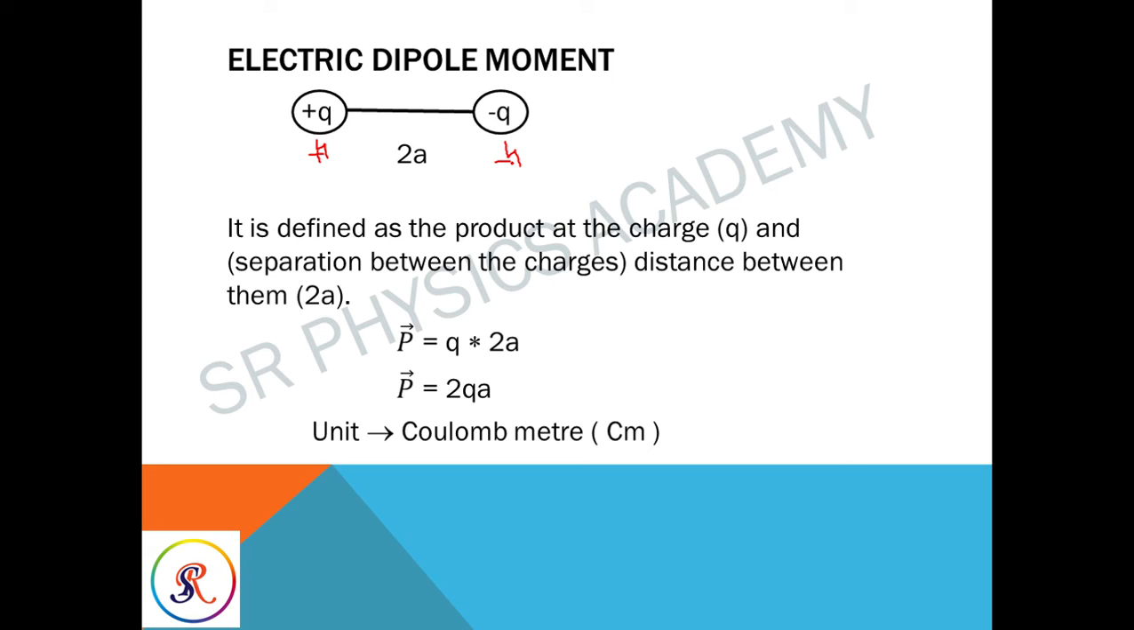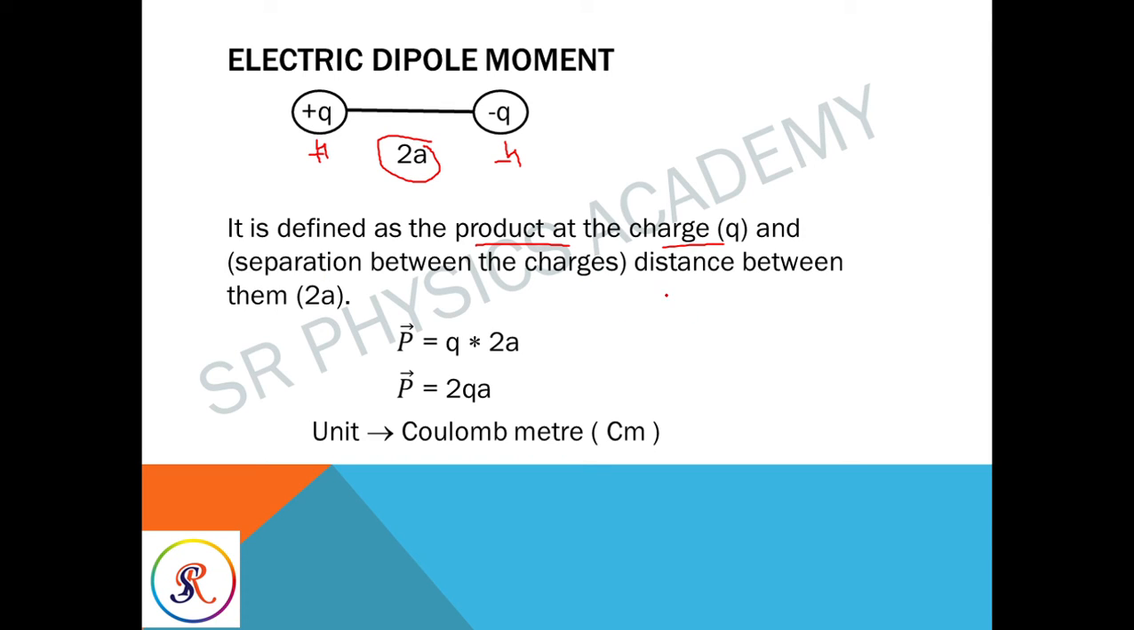And since the charges are equal but opposite in direction, the distance between these two charges we can say is 2a. That is an electric dipole. Now, how do we calculate the electric dipole moment? It is defined as the product of the charge and the separation between the two charges.